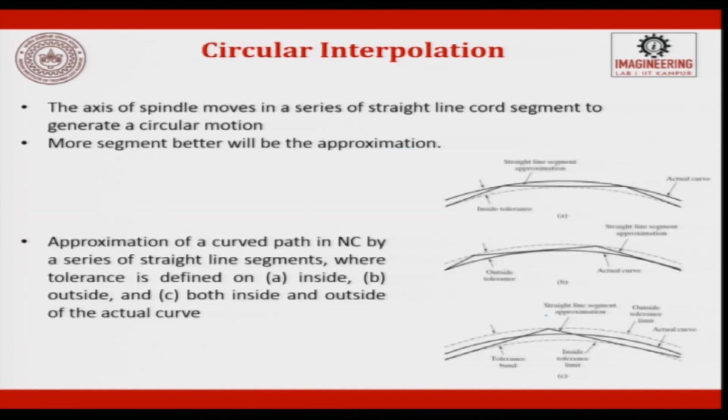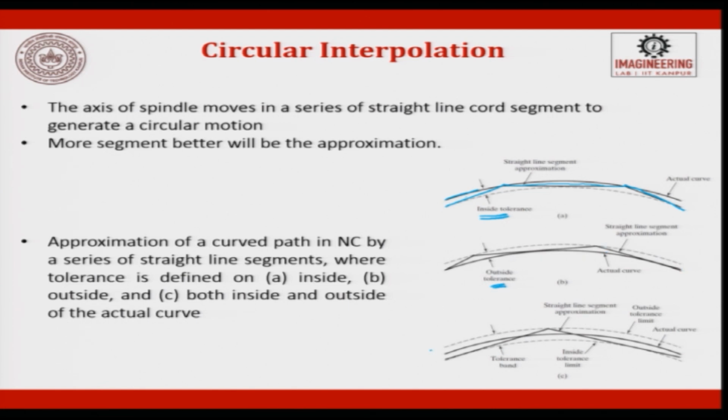Next, when we look at circular interpolation, it is almost the same. The axis of spindle movement is in a series of straight line chord segments to generate a circular path. So, this is the original arc which you want, and this is how the linearized motion happens. The distance between these two is called the tolerance, inside tolerance. These are points which are discretized along the arc. You can have inside tolerance, you can have outside tolerance. Okay, this is the actual curve, this is the linearized curve you get.